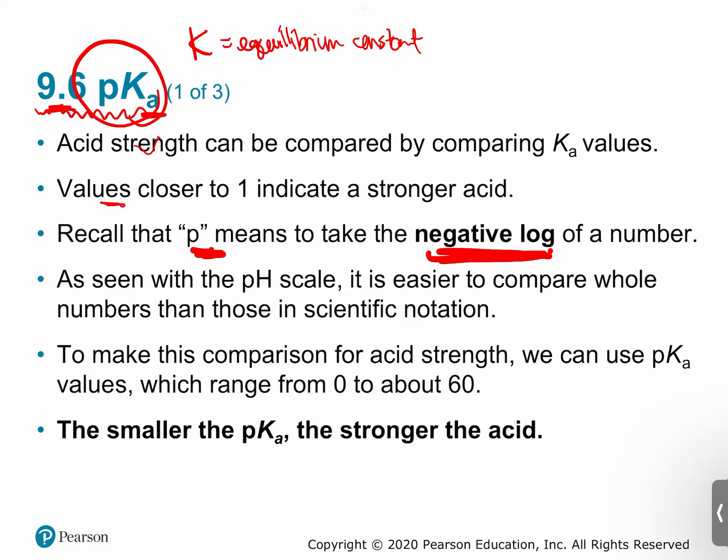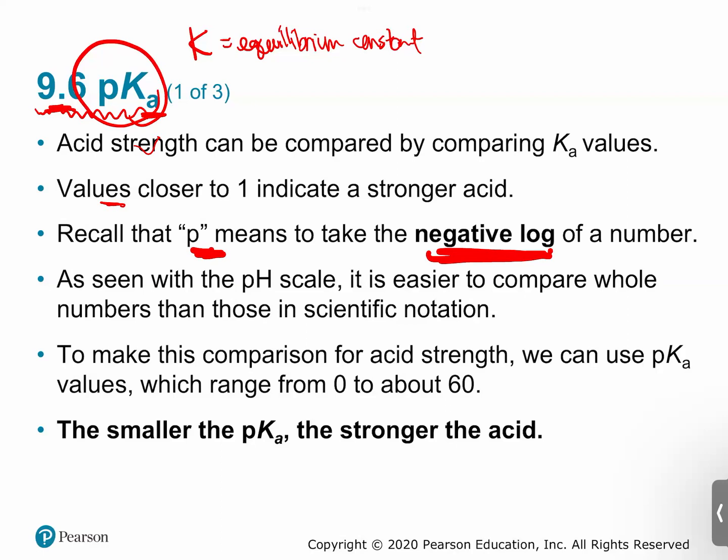So like we looked at the pH scale, right? It's a whole lot easier and more simplified to look at whole numbers than some really large obscure number, or by looking with scientific notation. So it's better to just use that log scale, like with pH. It just makes more sense. It's easier to talk about and understand using a whole number. So we use pKa values to compare strength, and those values can range from 0 to 60.